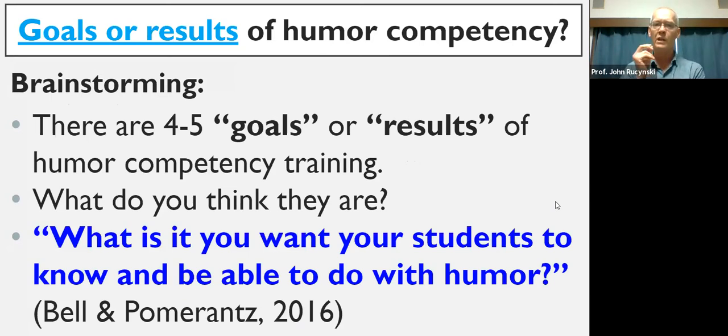Bell and Pomerantz talked about four or five goals or results of humor competency training, meaning their question was, what is it you want your students to know and be able to do with humor? For example, if you're teaching a grammar point, you would use backward design and think, how do I teach this? What do I want students to do with this grammar? So it's the same with humor. Think about that for a moment, and then I'll share a new document. So what are these possible four or five goals? If we're teaching our students to understand L2 humor more, what are possible goals or results?